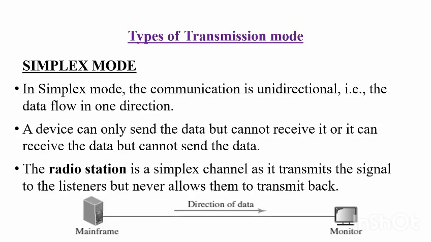The first one is simplex mode. In simplex mode, the communication is unidirectional. That is, the information flows in one direction only. A device can only send data but cannot receive it, or it can receive data but cannot send it. A radio station is a good example of simplex mode. It transmits the signal to the listeners but never allows them to transmit back.